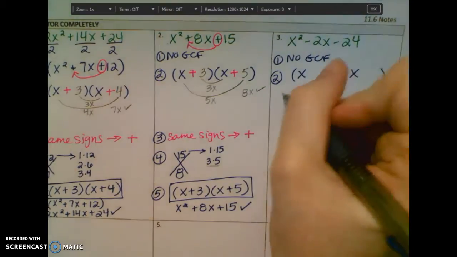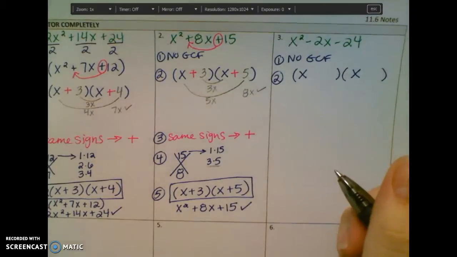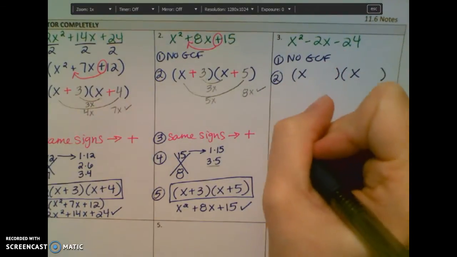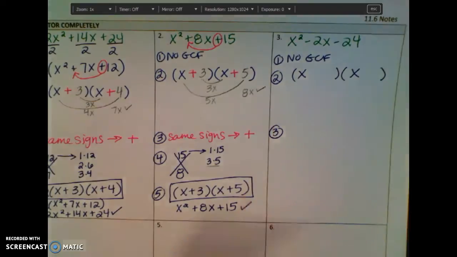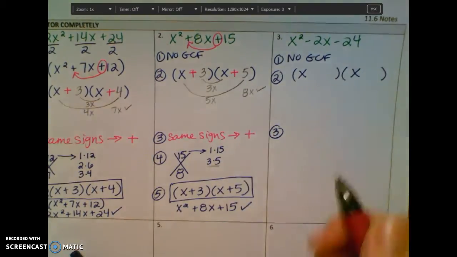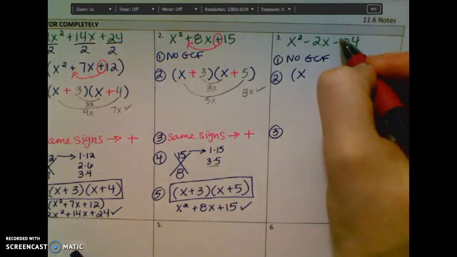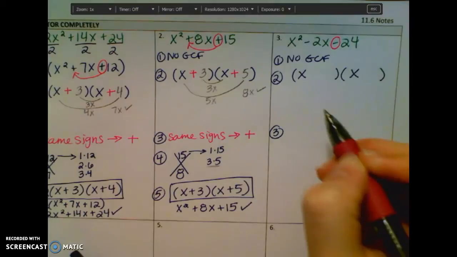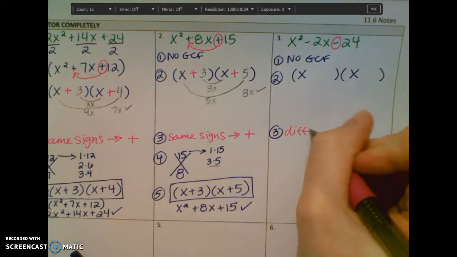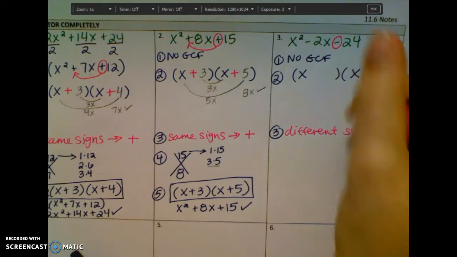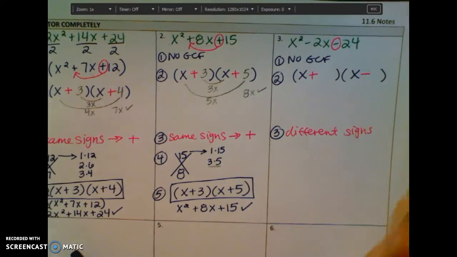Now step 3. Hopefully you're starting to think ahead of me and maybe even right ahead of me as well as we go through these steps. Step 3, I'm going to leave a little room. Step 3 tells us to look at our signs. So let's go up to our trinomial. We have a negative sign here. A negative sign means that we're going to have different signs this time. Different signs. So I'm going to have one positive and one negative.